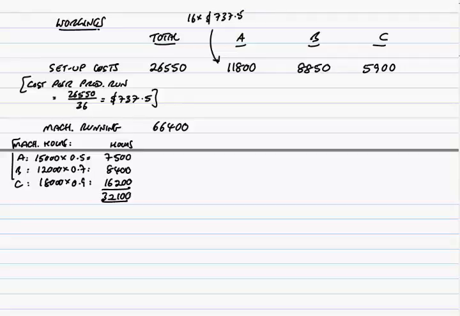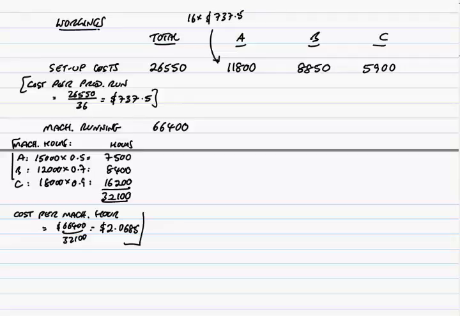Well, as I said, we're going to charge it based on machine hours, so the cost per hour: the total cost is 66,400. Divide by the hours 32,100, which comes to an hourly cost of, I think, 2.0685. And so again, let's charge the products.